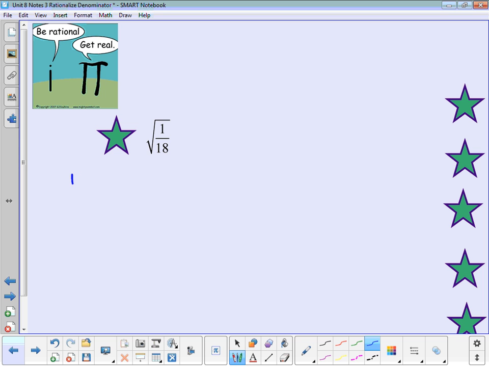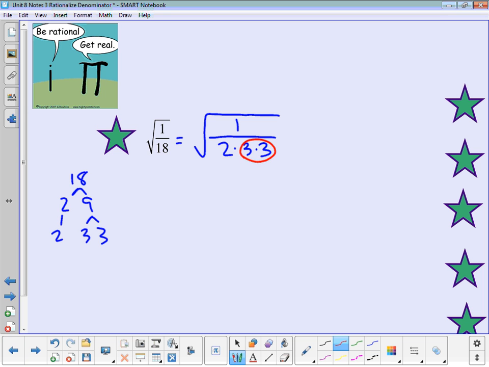18 is the same thing. If I break that down into like 2 and 9, then I'd have 2 and 3 and 3. So this is the same thing as the square root of 1 over 2 times 3 times 3. Now remember, we're looking for those pairs, so this 3 is going to come outside. That's the square root of 1 over 3 square root of 2.